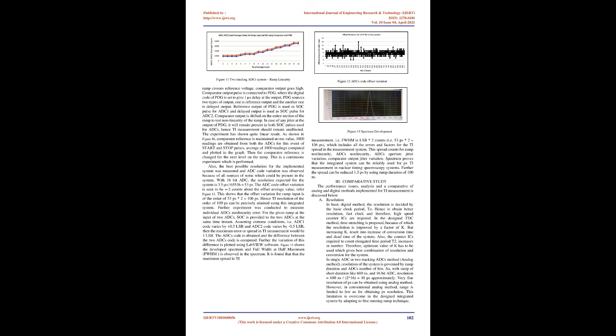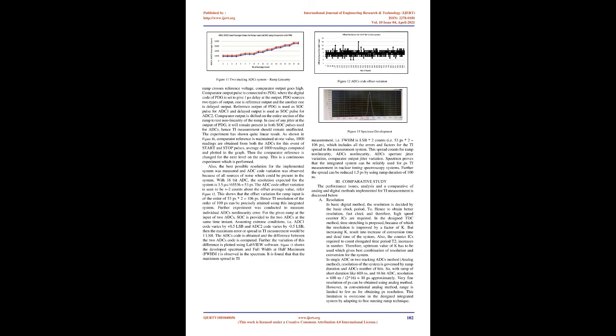Figure 13 shows the developed spectrum and full width at half maximum, FWHM, is observed in the spectrum. It is found that the maximum spread in Ti measurement, i.e. FWHM is lsb*2 counts, i.e. 53 ps*2 equals 106 ps, which includes all the errors and factors for the Ti spread in the measurement system. This spread counts for ramp nonlinearity, ADC's nonlinearity, ADC's aperture jitter variation, comparator output jitter variation. Spectrum proves that the integrated system can be reliably used for PSTI measurement in nuclear timing spectroscopy systems. Further, the spread can be reduced to 1.5 ps by using ramp duration of 100 ns.